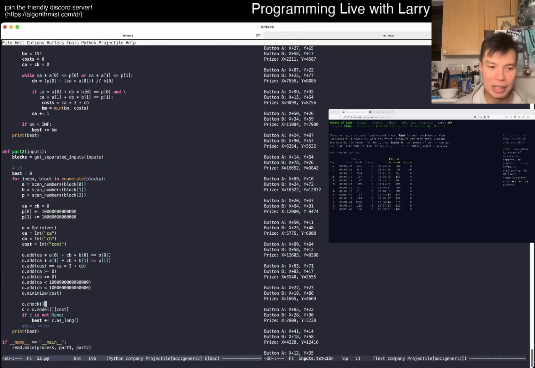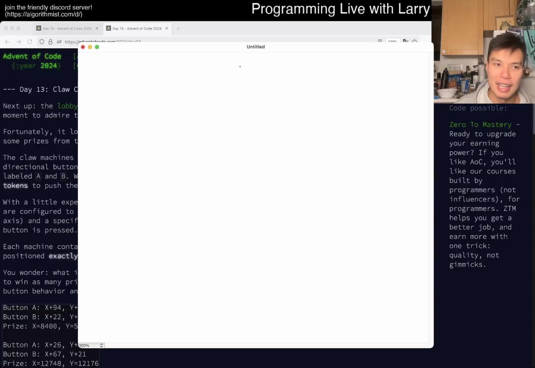But here I check the thing, and it should let me know if it's satisfied or not. If it is, then get me the cost variable, and if it's not none, then I just add it. Hey, it's Larry from the future.